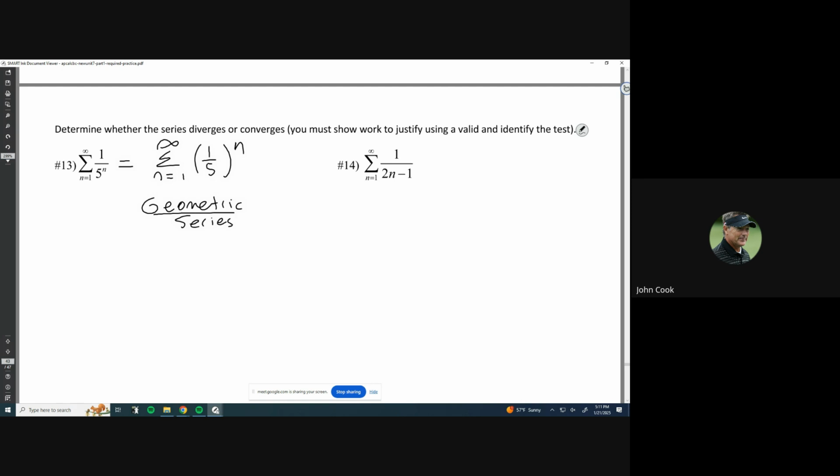Okay, and then after that, 14. Oh, I'd probably do a comparison test with this one because the n is the only thing that really matters down there, so it'd be like comparing it to n equals 1 to infinity of 1 over n. And so that'd be limit comparison test. And then that's a p-series to show if it's convergent or divergent. So that's what I would use here.